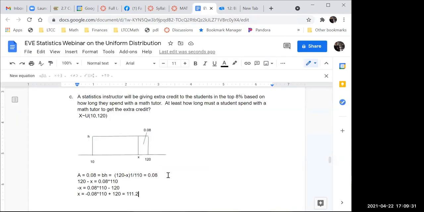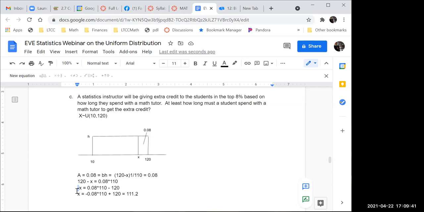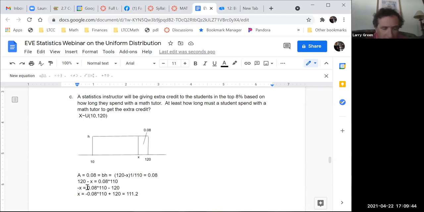Wait, how'd you get to adding 120 back in? Oh, what I did, see this negative right here in front of the X? To get rid of the negative, I'll even kind of physically do it. I wrote -1 times negative X. So then we're going to have -1 times 0.08 times 110 minus 120. And when you multiply by -1, it changes the signs.